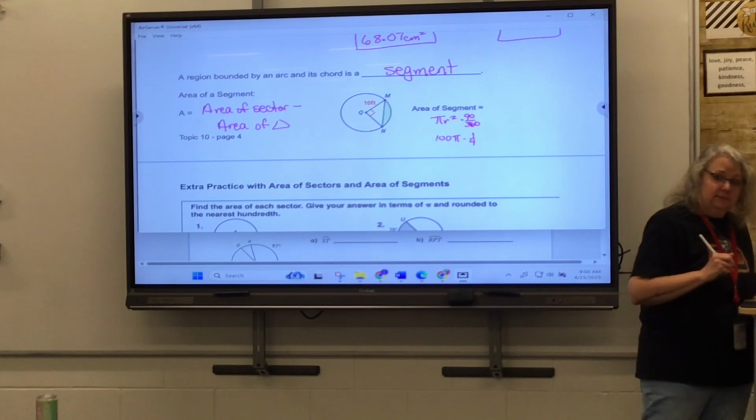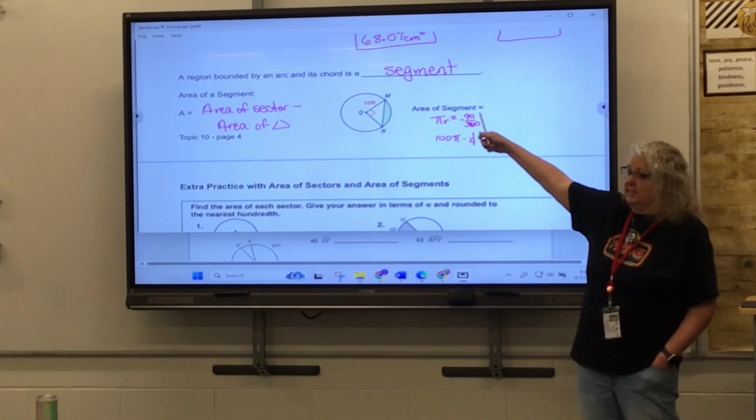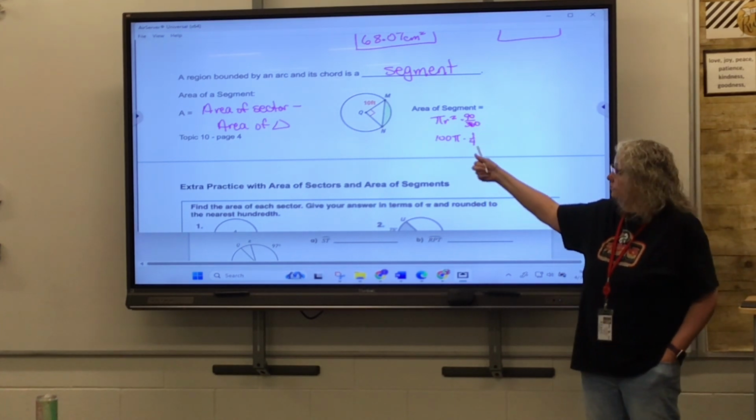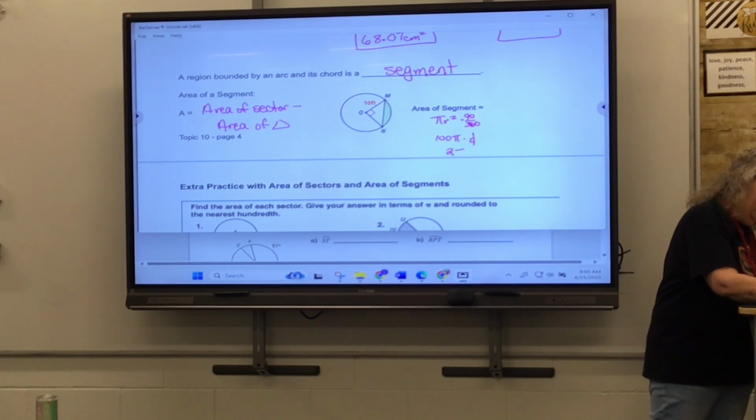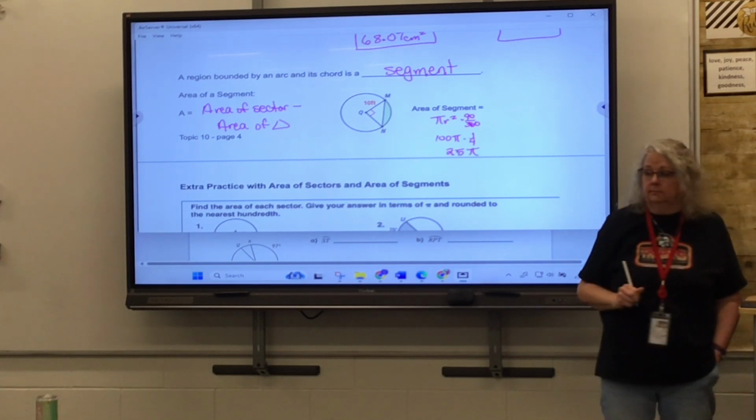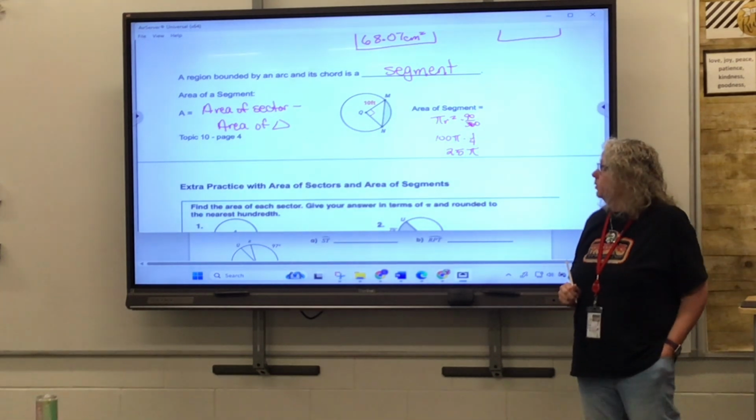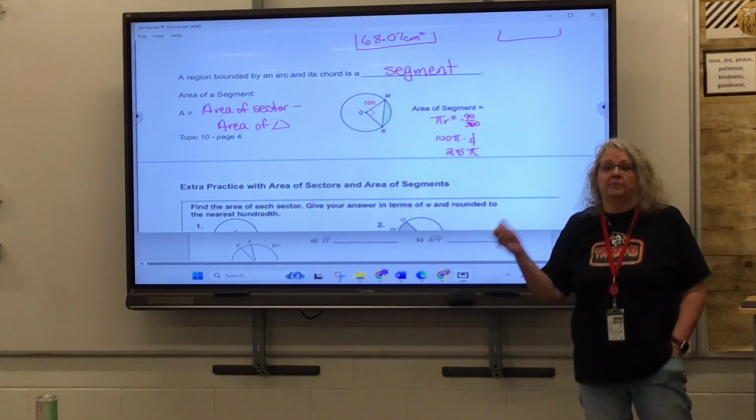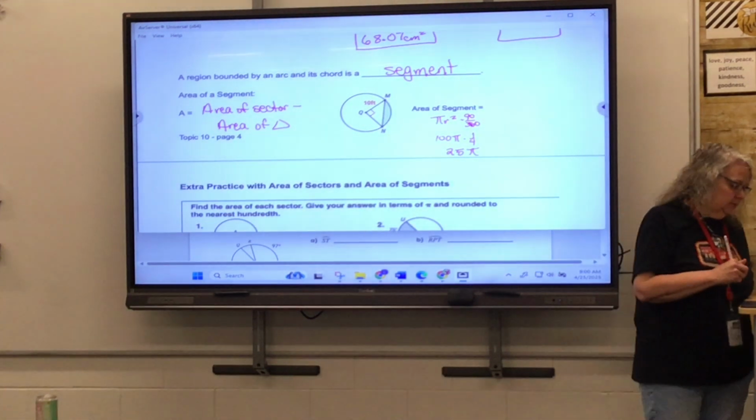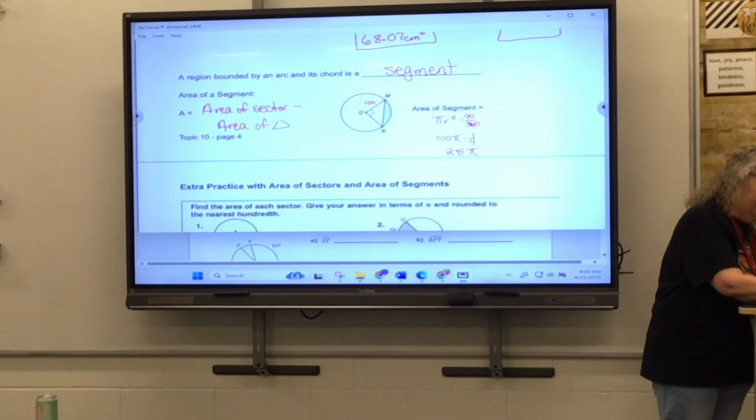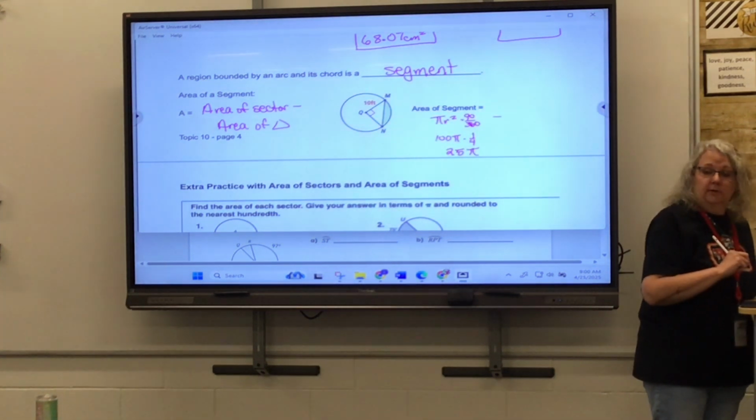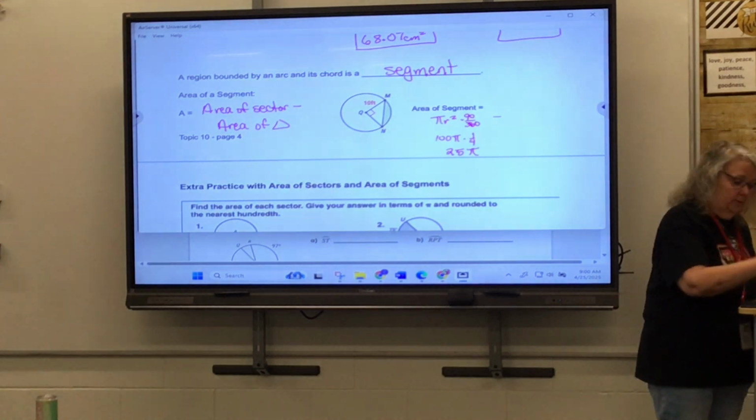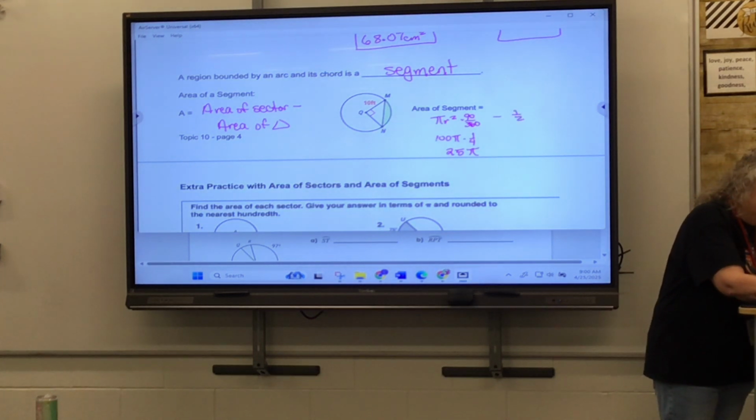Is that okay? Everybody okay, I simplified that fraction. 1/4 of 100 is 25 pi. So that would be the sector. Now we have to take away the triangle. How do I find area of a triangle? 1/2 base times height. Yeah, it is.